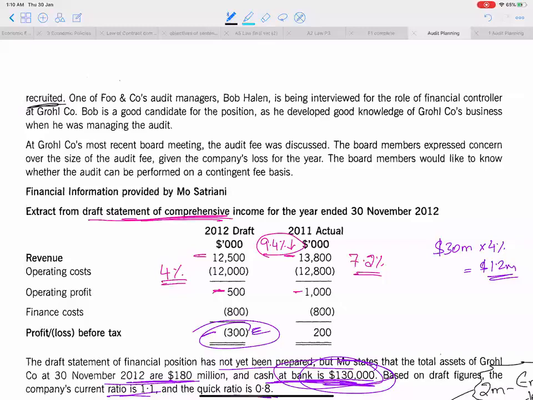One of the firm's audit managers, Bob Hallen, is being interviewed for the role of financial controller. Bob is a good candidate for this position as he developed good knowledge of Grohl Company's business when he was managing the audit.